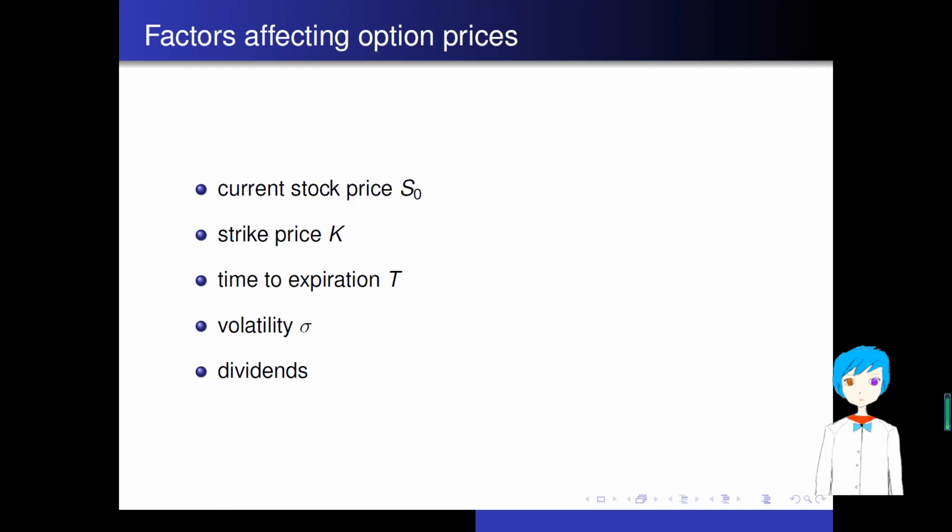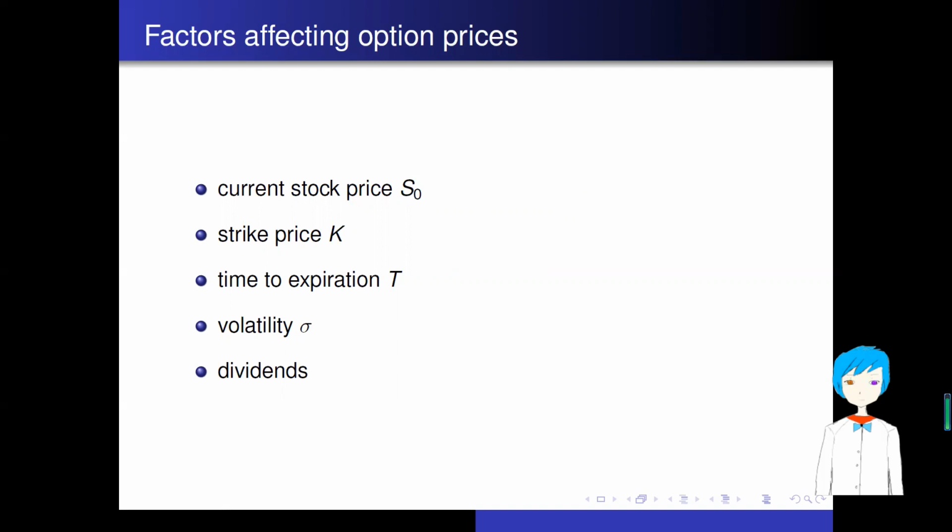The factors that affect option prices fall in the following categories: the current stock price, the strike price of the option. For a put option, the higher the current stock price is, the higher the price of the option will be. And also the time to expiration. Usually the price of the option decreases when the time to expiration decreases.